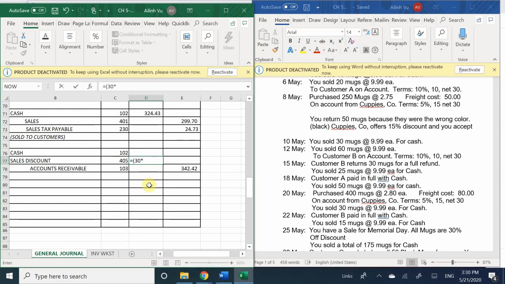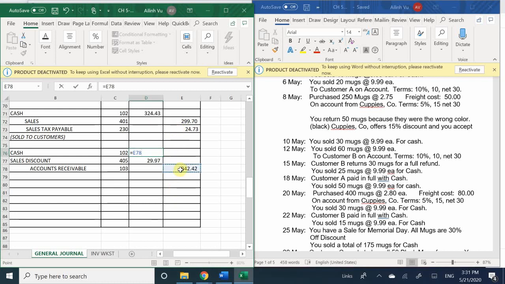How much did we sell it for? 9.99. And how much is the discount for? 10%. So if I calculate this, we should get his discount is $29.97. And then from there, that does not include the tax. So he's going to pay us the tax that he owes us. So what is our total amount of cash we will be receiving?